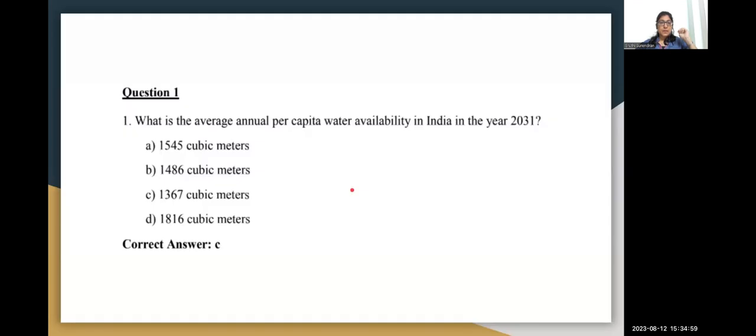The first question in assignment one was: what is the average annual per capita water availability in India in the year 2031? Definitely this is a projected value. This value has been found as a result of some computation based on existing results for the future. These are the four options given, and option C is the right option provided in the answer code. So we'll see some details regarding that.